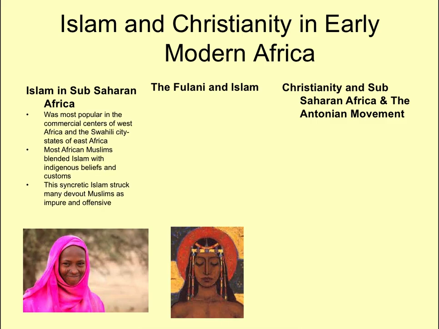So Islam will spread all over sub-Saharan Africa, and it was the most popular in the commercial centers of West Africa and Swahili city-states of East Africa. So again, Islam spreads all over Africa, especially in these commercial centers because most traders will be Muslim. Most African Muslims blended Islam with indigenous beliefs and customs, and it's going to create this syncretic Islam that really struck many who were very strict in terms of their devotion to Islam as different.